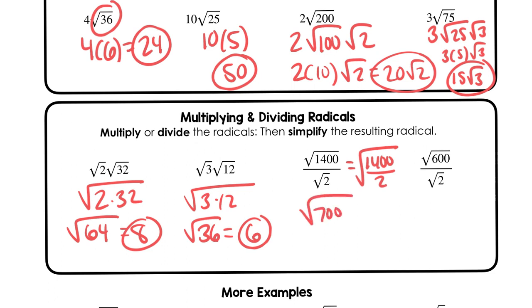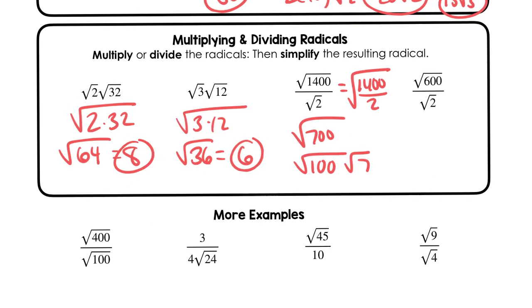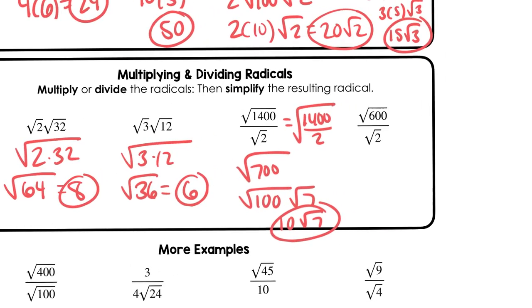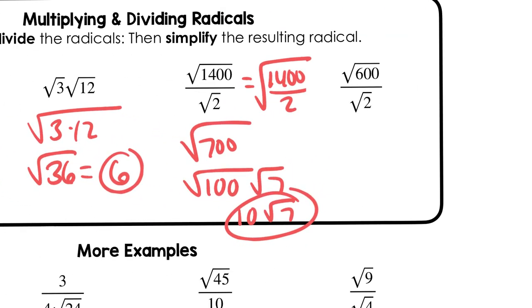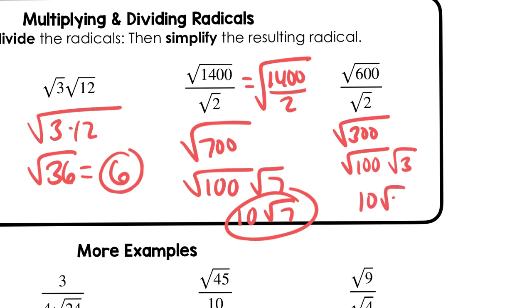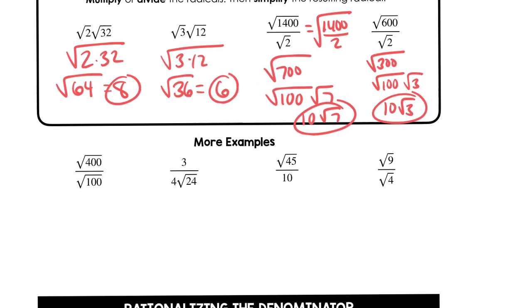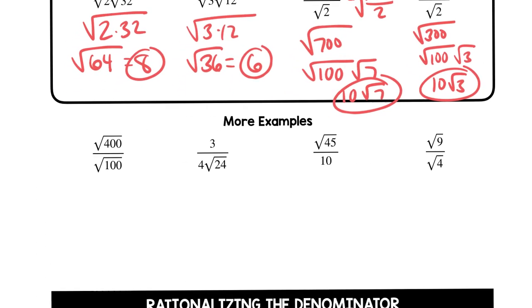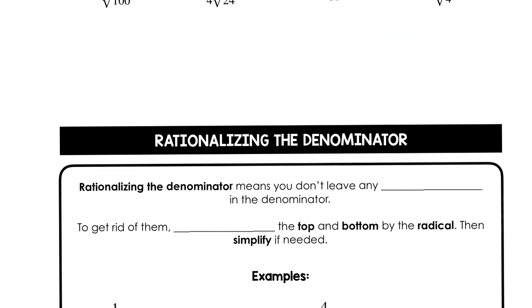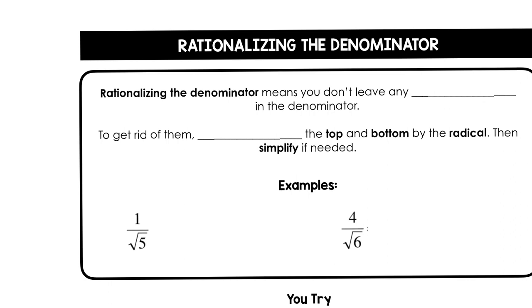Then we want to break up 700, much like we did on the previous page. So we're going to use 100 times 7. So the square root of 100 is 10. So we have 10 root 7. Next one, similar. We have square root 600 divided by square root 2, so I'm going to change it to square root 300. The square root of 300, I can make it 100 times 3. The square root of 100 is 10. So it's 10 root 3. Again, those more examples I'm going to leave blank for now, but I will upload on Google Classroom later if you're curious about any of them.